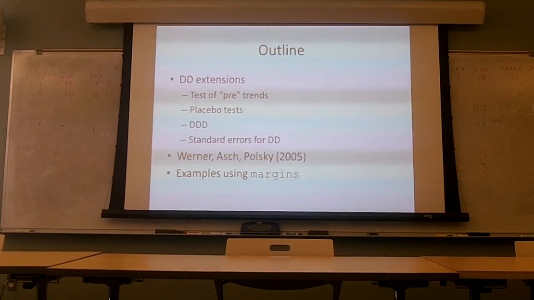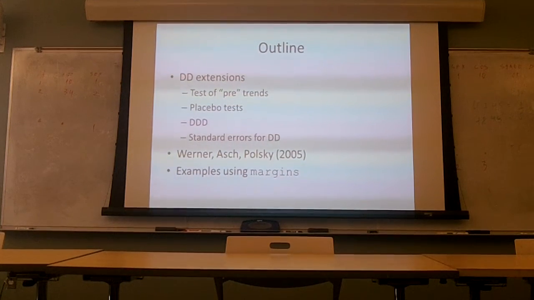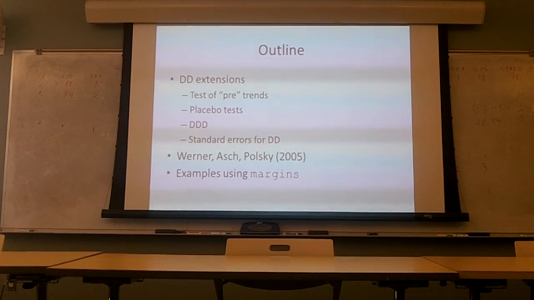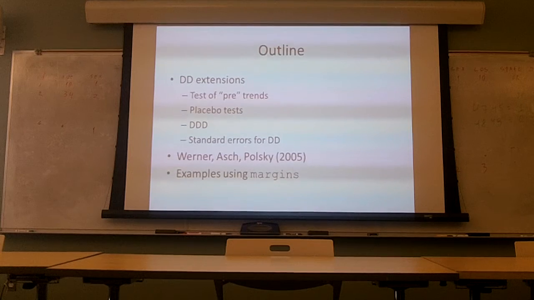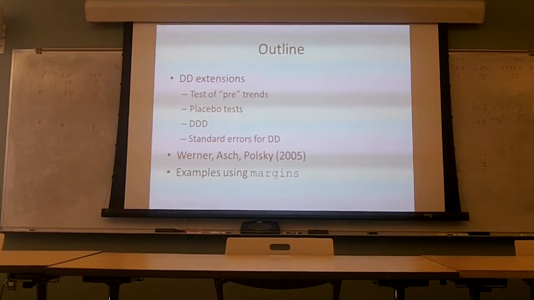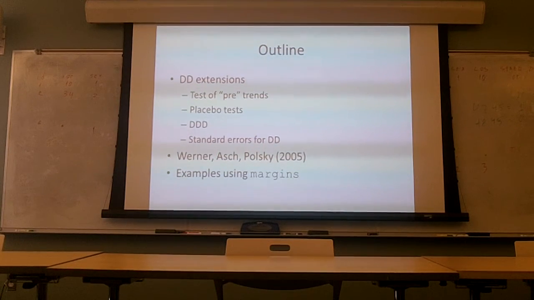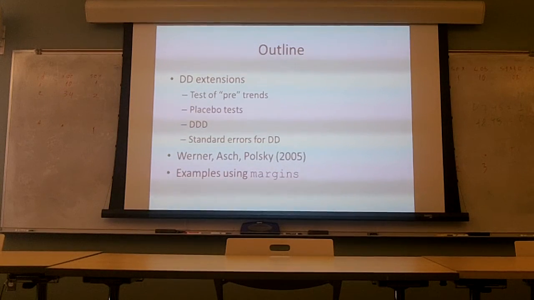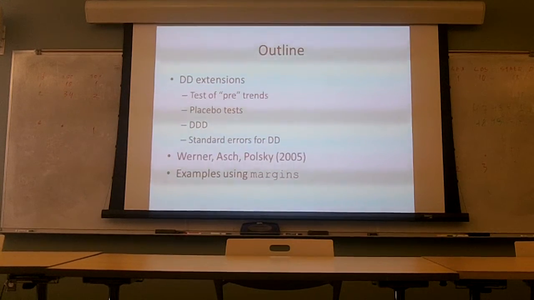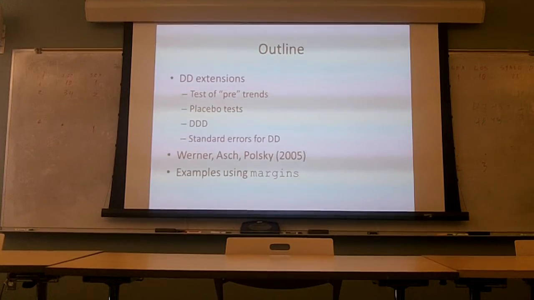Hopefully you had a chance to read the Werner, Ash, and Polsky article, which I'd like to go through in some detail as an example, as a really good example of triple difference showing up in a clinical journal. They did a really nice job, but they also published it in a clinical journal. And then at the end, I'll show you some cool tricks with Stata involving the margins command.